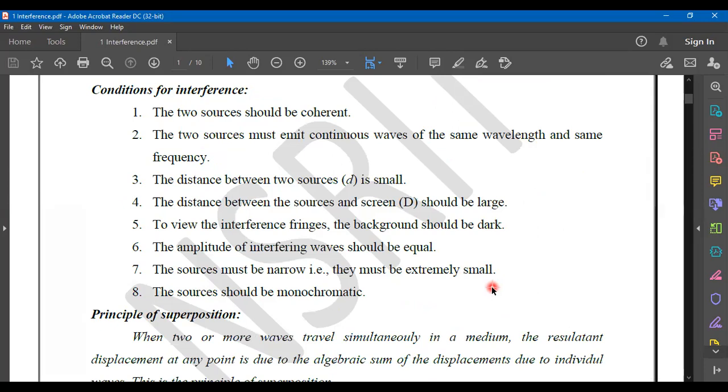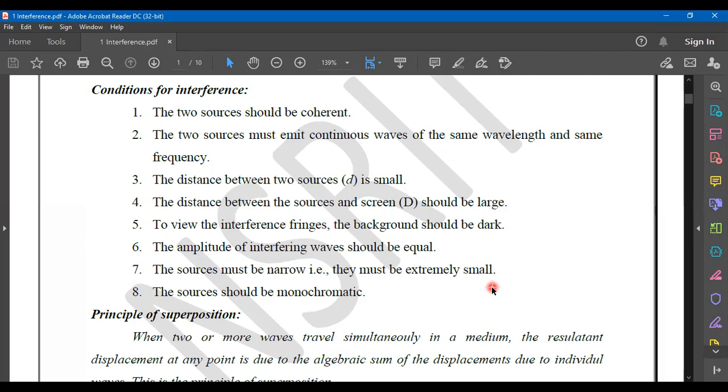The first and foremost important condition for interference is that the two sources should be coherent. So what are coherent sources? When the waves generated by the sources have a constant phase difference over a period of time, then they are called coherent sources.